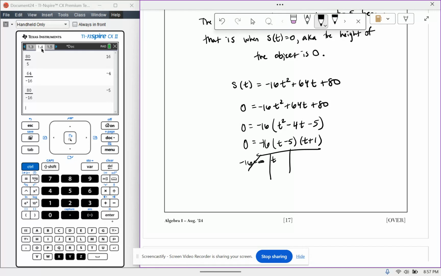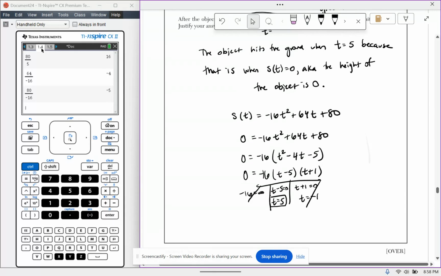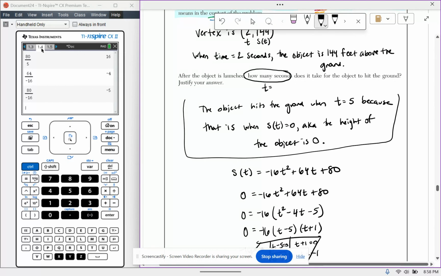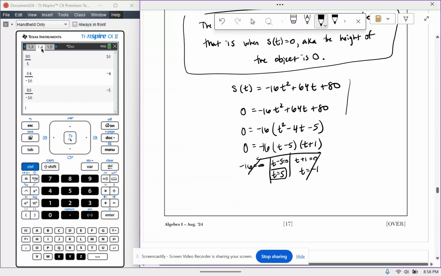Reject that. This gives me a negative time. That doesn't make any sense. Reject that. And then time would have to be 5. Okay, so this is totally sufficient. If you're a math person and you prefer to show it algebraically, this is great as well.